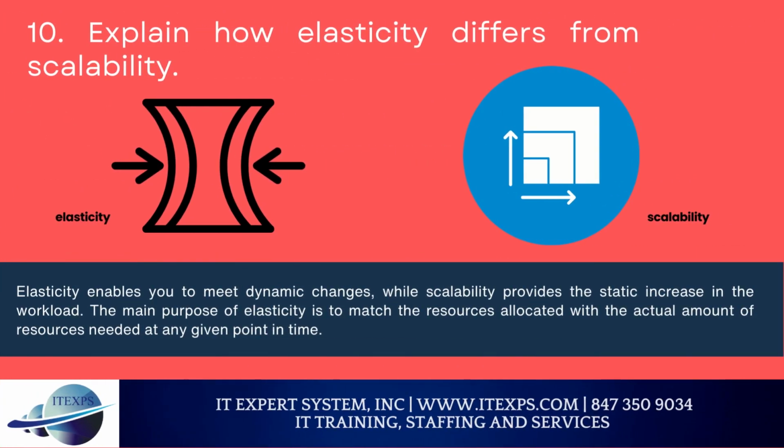10. Explain how elasticity differs from scalability. Elasticity enables you to meet dynamic changes, while scalability provides the static increase in the workload. The main purpose of elasticity is to match the resources allocated with the actual amount of resources needed at any given point in time. Scalability handles the changing needs of an application within the boundary of the infrastructure via statically adding or removing resources to meet the application's demands if needed.